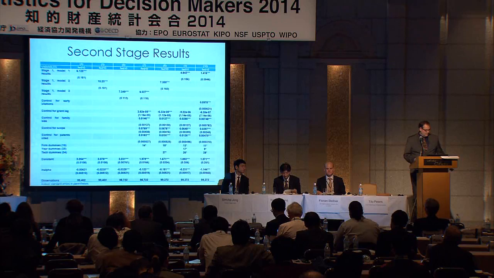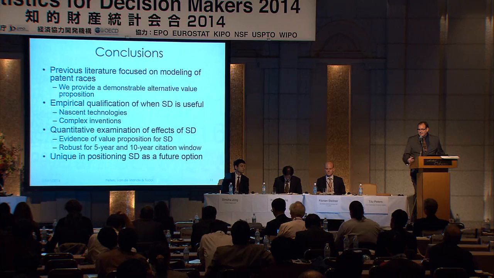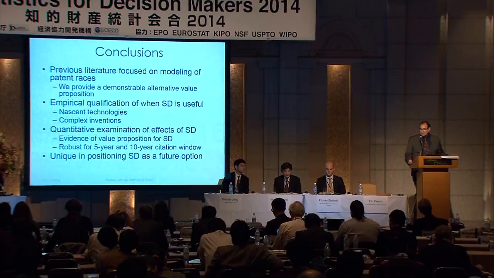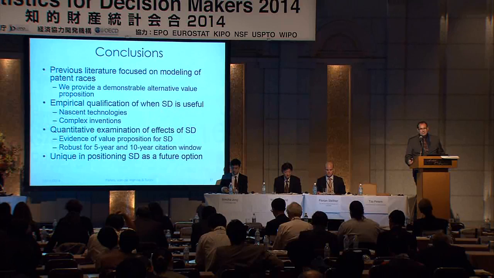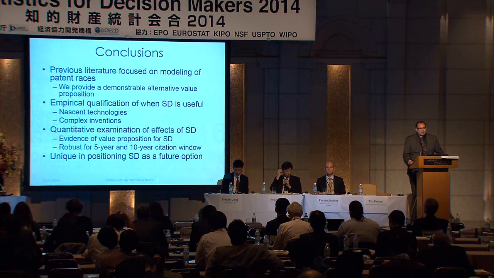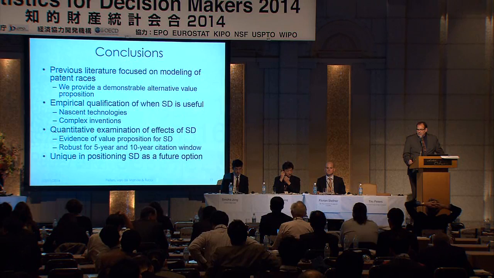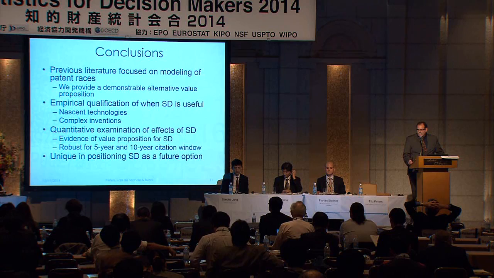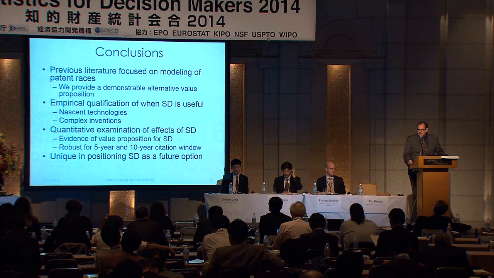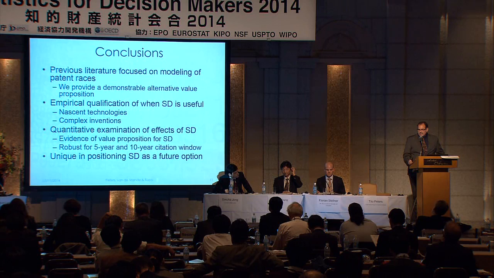And so in this case, since previous literature focused on modeling of previous patent races, we find that there's a demonstrative alternative value proposition. We are finding that there is an empirical qualification for when strategic disclosure is useful. And we are looking at the fact that this is robust for both 5 and 10 year citation windows.